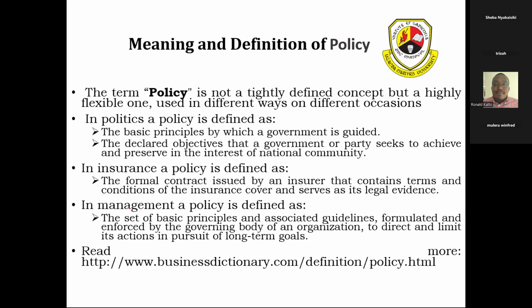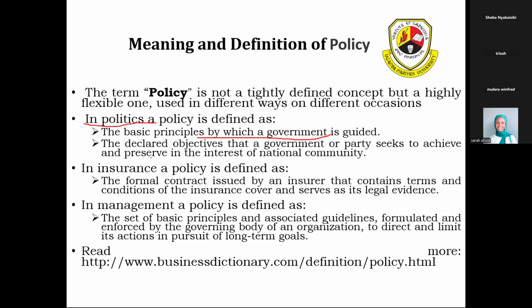So what is a policy? There are different definitions for this term, depending on who wants to use the policy or who is defining a policy. With government, it's quite similar to an organization or management policy. It is those principles that guide government on what to do. For example, government has a policy on ICT, government has a policy on healthcare, and so on and so forth.